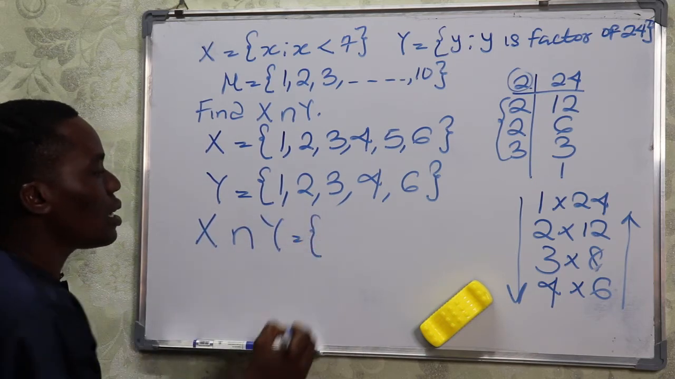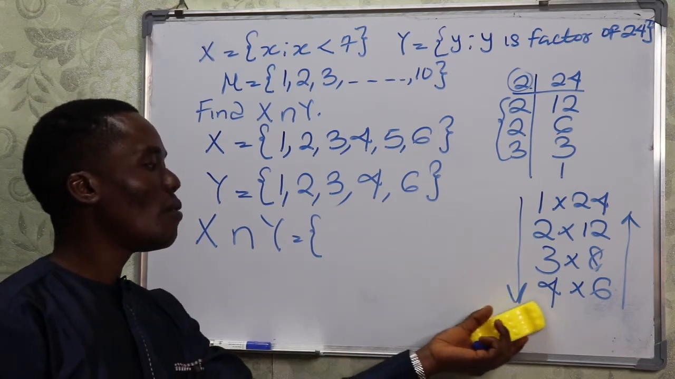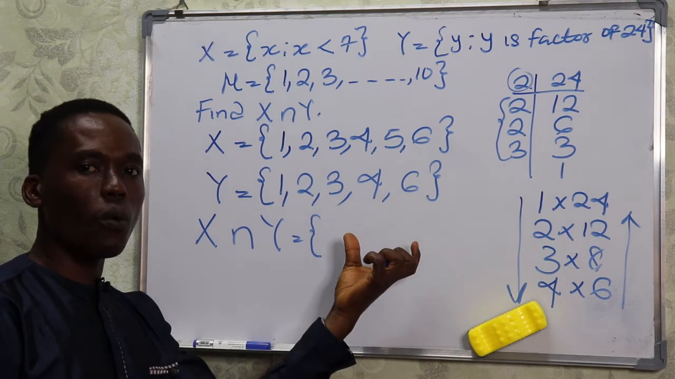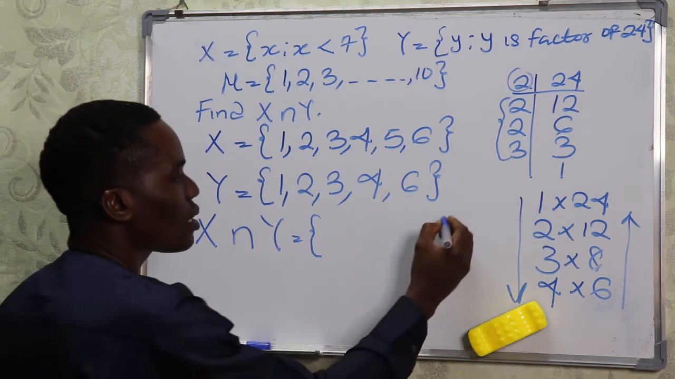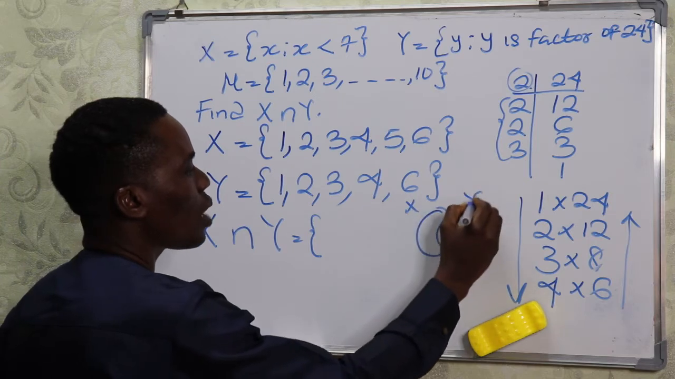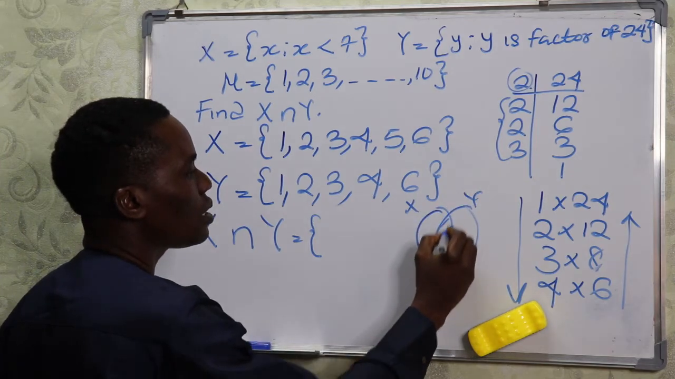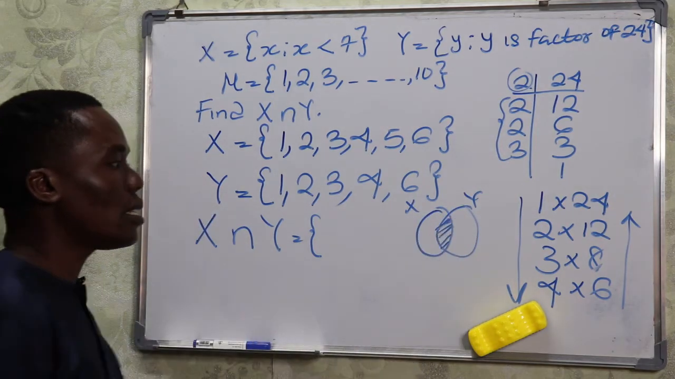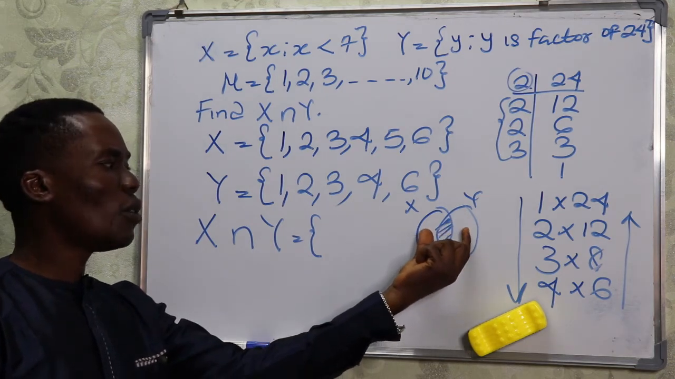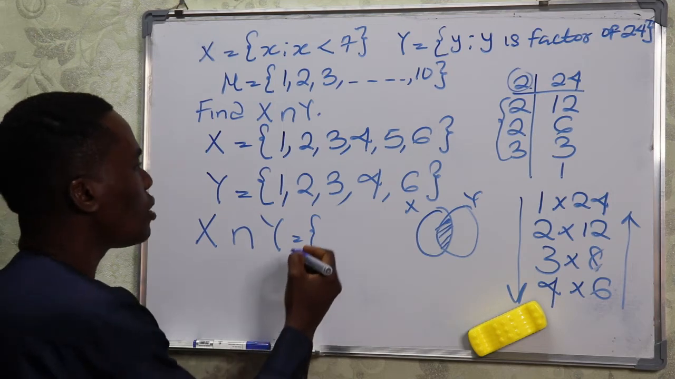Now, the intersection of x and y means values that are common to both x and y. That is the intersection of a set. If this is x and this is y, the whole value found in this overlap are the intersection of x and y. So this shows values that are common to x and y. And what are those values?